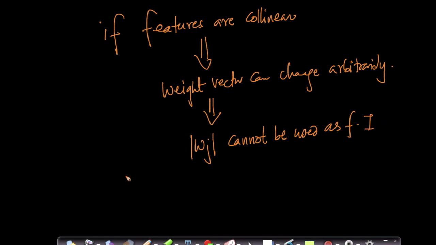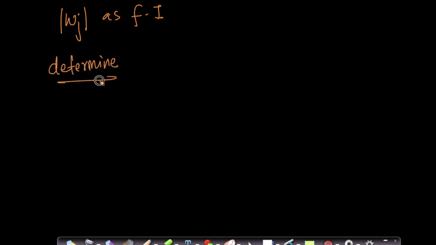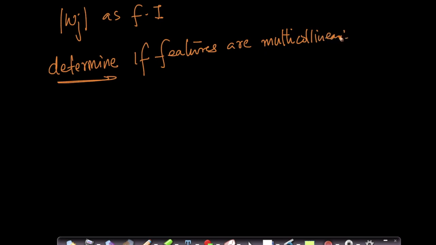This is the problem. Remember, the world is not perfect. You'll not have perfectly independent features ever. It's almost impossible, right? So before we use Wj's as feature importance, given a data set, you have to decide whether you want to use Wj's as feature importance or not, which means you have to determine if your features are multicollinear or not. And how do you do that? Of course, there are many algorithms to determine this.